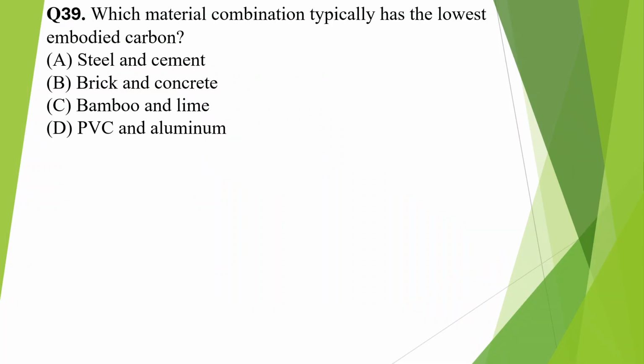As I have already informed, a material will have the lowest embodied carbon if it is a natural material, or it can absorb carbon, or it is locally available. All these features are important while selecting low embodied carbon material. So it's option C, bamboo and lime.